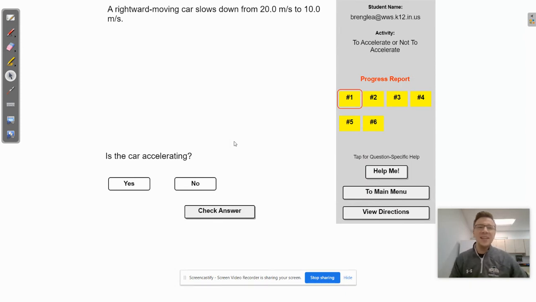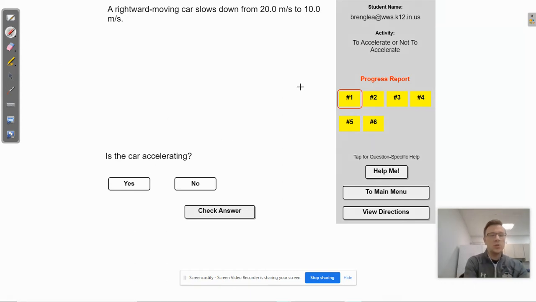So we are deciding if this object is accelerating. Now, the main thing here is that we remember that acceleration is defined as a change in velocity over some period of time. So as an equation, acceleration is equal to delta v, change in velocity, over delta t, change in time. If there is a change in velocity, there is an acceleration.